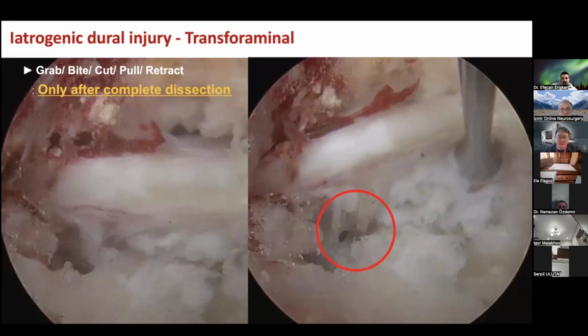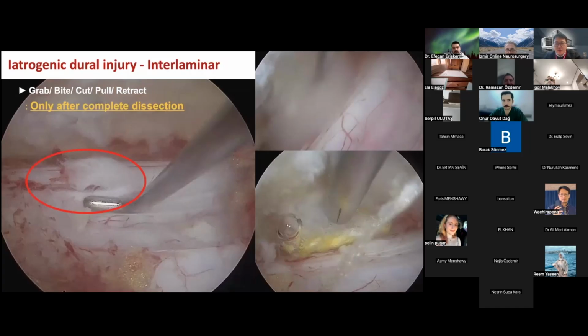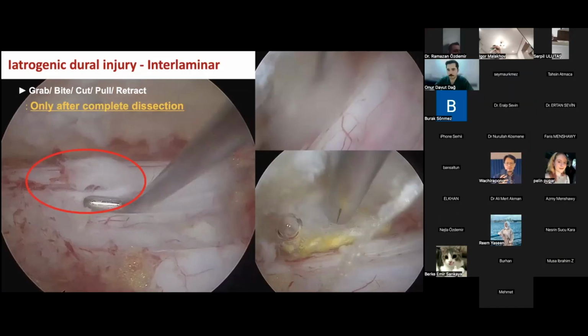So incidental dural tear can happen at any time. It is extremely important to understand that you only grab, bite, cut, pull, retract, or whatever, only after you believe you did a precise, complete dissection between the dural structures and the adjacent anatomical structures. It's not only in transforaminal procedures, but also in interlaminar procedures. It is important to make this precise dissection prior to any manipulation on the dura.